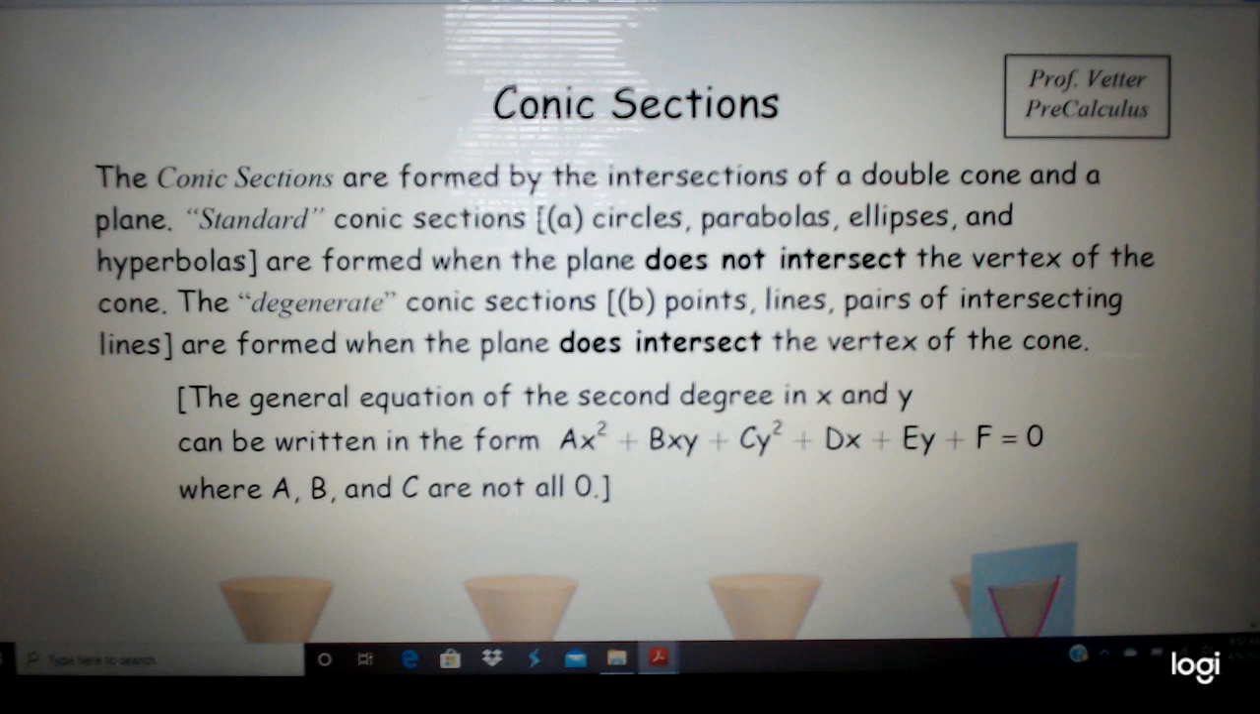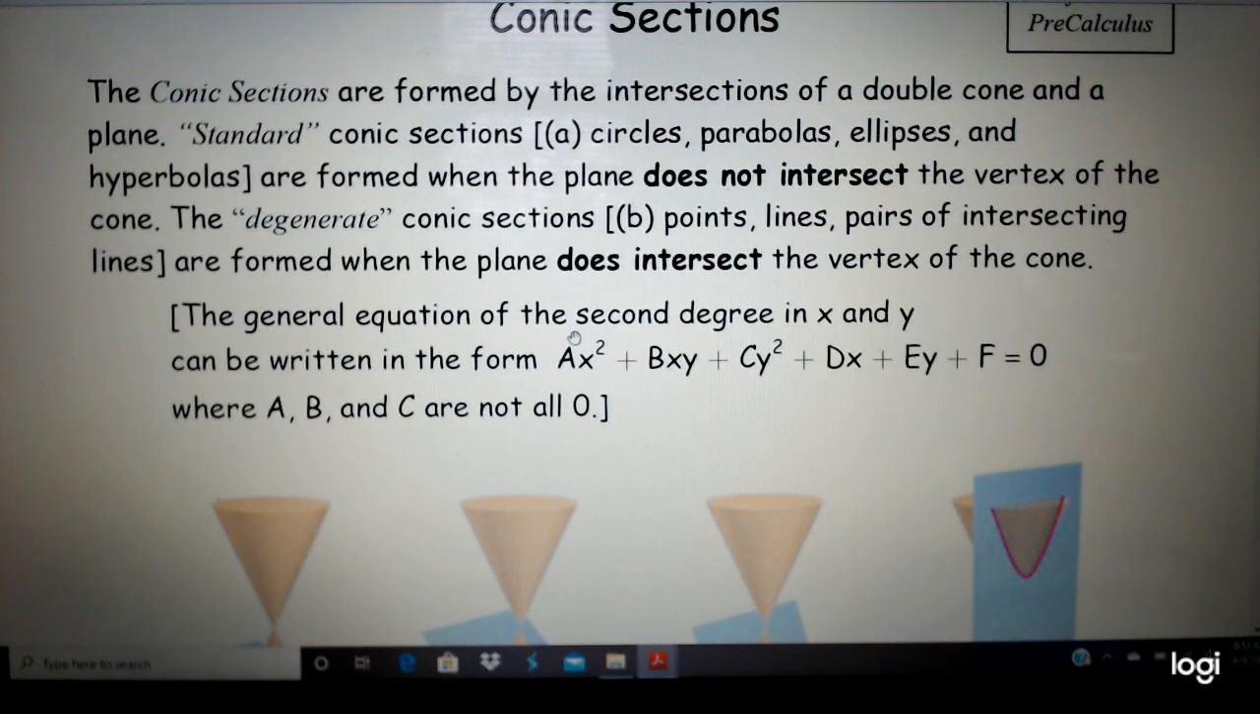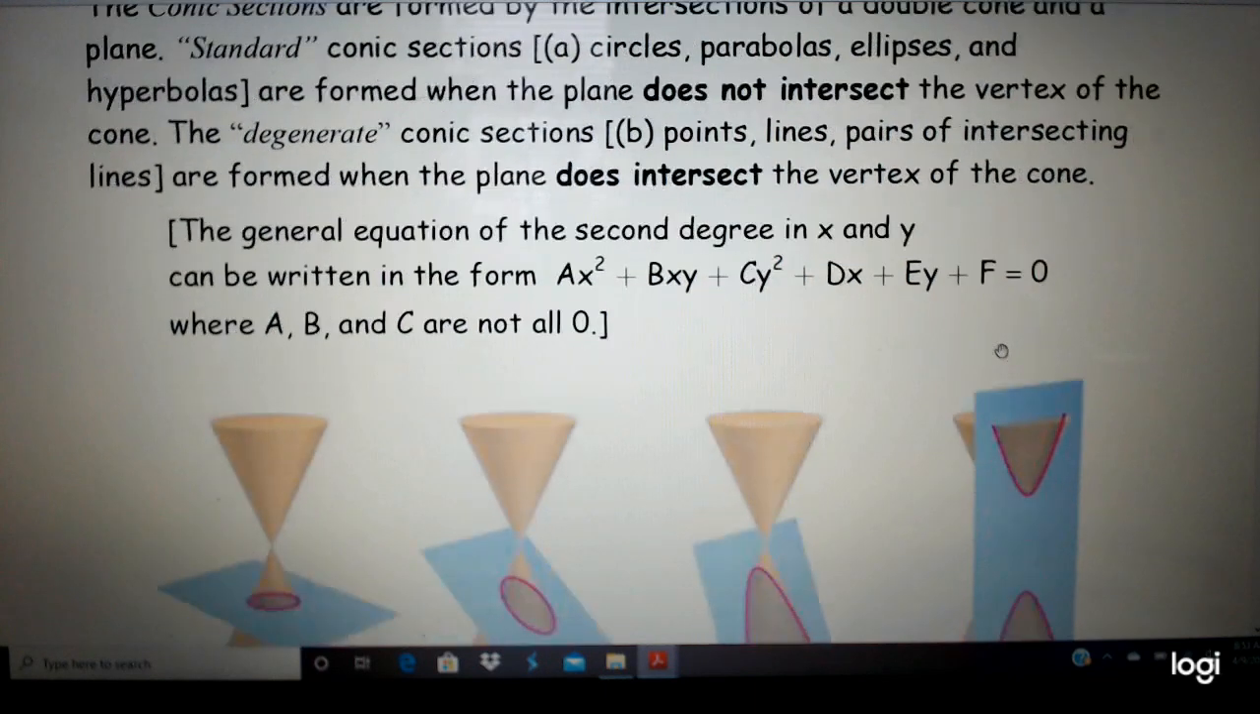Let's look at a diagram, but they are formed when the plane does not intersect the vertex of the cone. You also get things called degenerate conics, which we're really not going to talk about, but these are points, lines, and pair of intersecting lines. Okay, so we're going to learn later on that this is the general form that we'll be looking at. In fact, we'll do some examples of this with each of the parabola, ellipse, and hyperbola in the future.